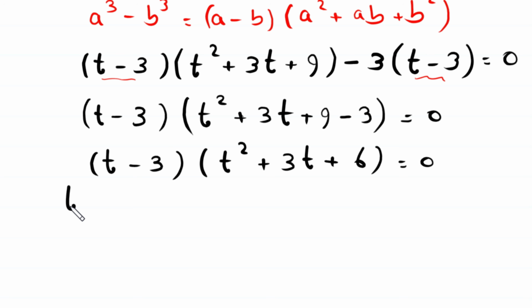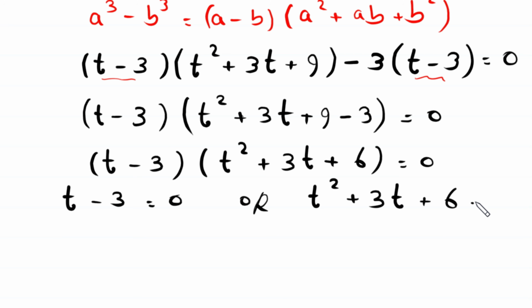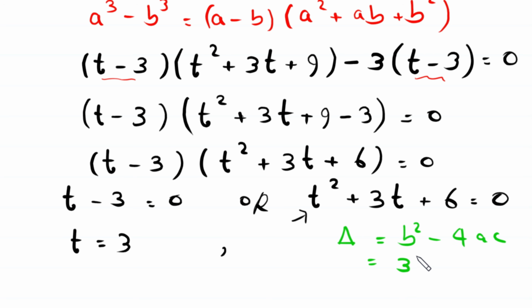Either this expression t minus 3 equals 0, or this second factor t squared plus 3 times t plus 6 equals 0. From this equation t will be equal to 3, and from this quadratic equation we check the discriminant, that is also called delta, whether it is less than 0 or greater than 0. Since b is 3, this will equal 3 squared minus 4 times a, which is 1, times c, which is 6.